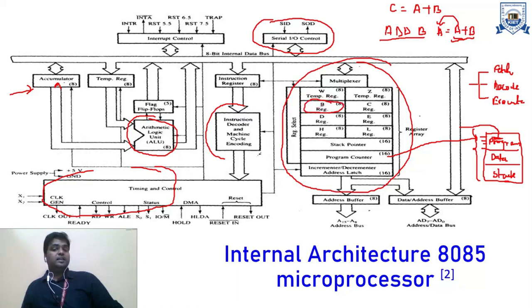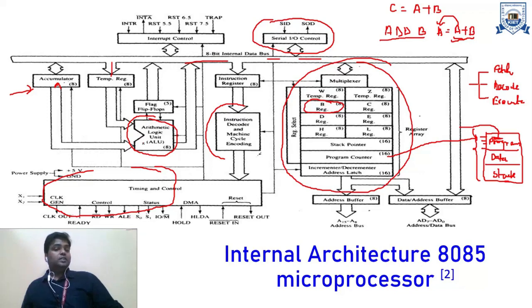Then register B will provide 8 bits of information to the data bus, and from this data bus the information is moved towards the temporary register. From this temporary register the information is moved towards the arithmetic and logic unit. So that is the content of register B, and we know that the first operand is always A. Then it will activate the accumulator and tell the accumulator to provide its information. Then the accumulator register will provide its information to the arithmetic and logic unit.